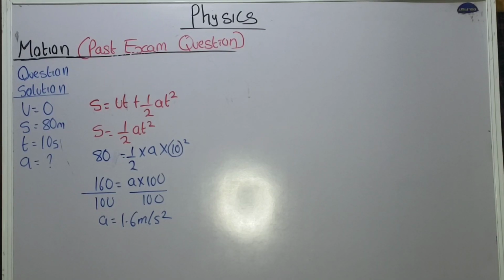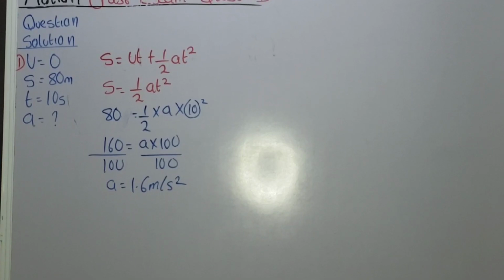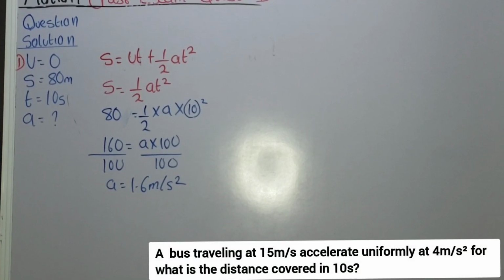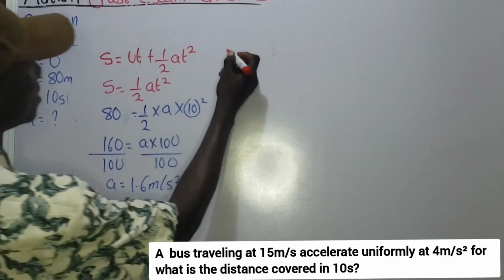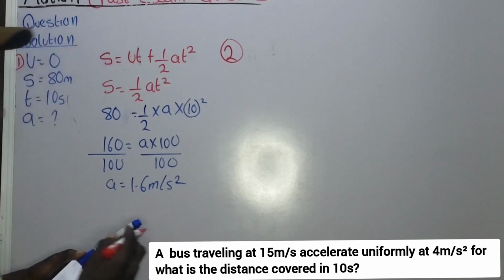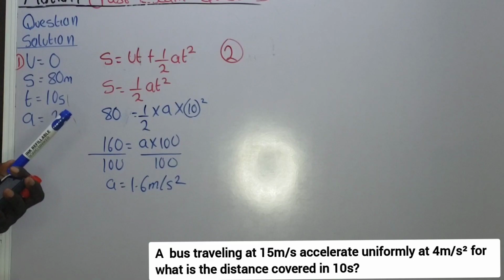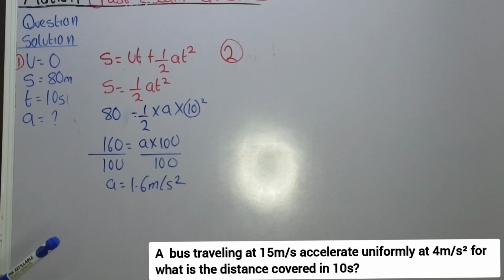Okay, so let's proceed to the second question. Question 2. A bus traveling at 15 meters per second accelerates uniformly at 4 meters per second squared. What is the distance covered in 10 seconds? Okay, so let's start by writing out the information that we are given in the question. We are told that a bus is traveling at 15 meters per second. Here, the initial velocity of that bus is 15.